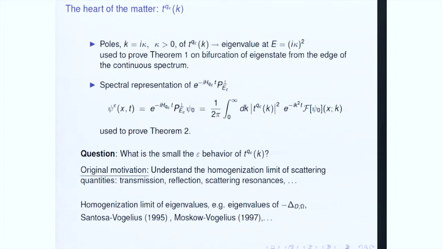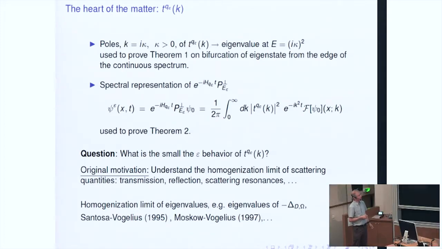And theorem 2 has to do with the time dynamics. Using the spectral representation, you can write the evolution operator after projecting out the bound state as a Fourier integral. If you look at the spectral measure, d mu of k is this measure dk, Lebesgue measure, times the transmission coefficient squared. Here again, the transmission coefficient is going to govern the time evolution via stationary phase type ideas. That's used to prove theorem 2. So we want to understand the transmission coefficient, and we want to understand it for small epsilon as the potential gets more and more oscillatory.